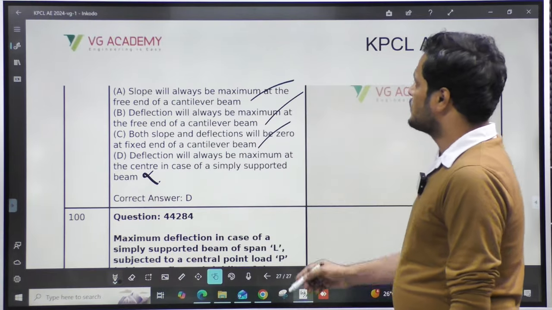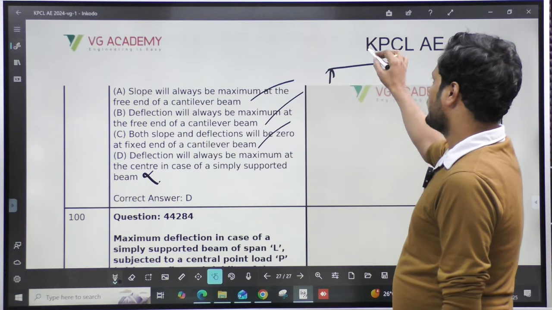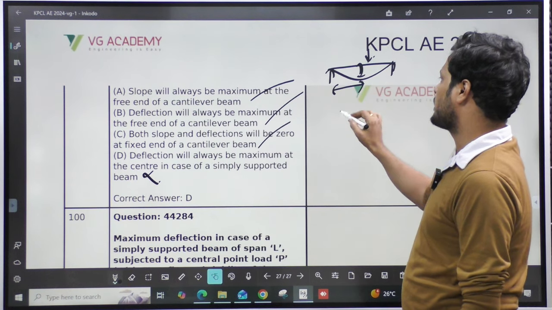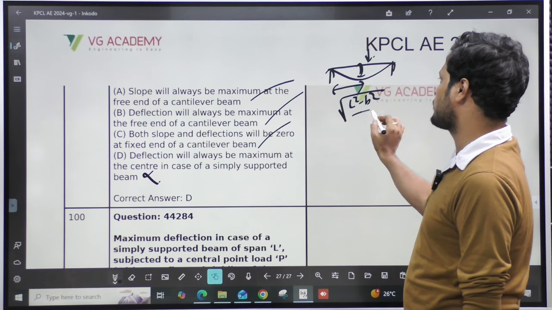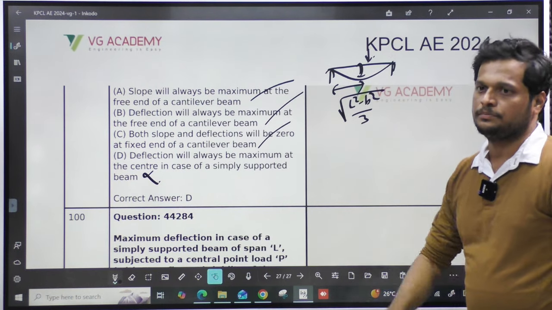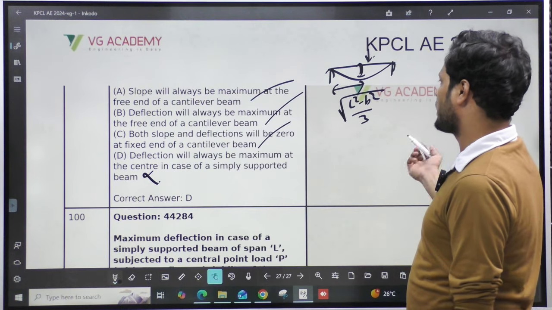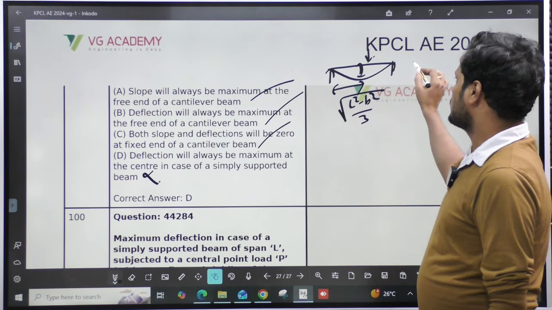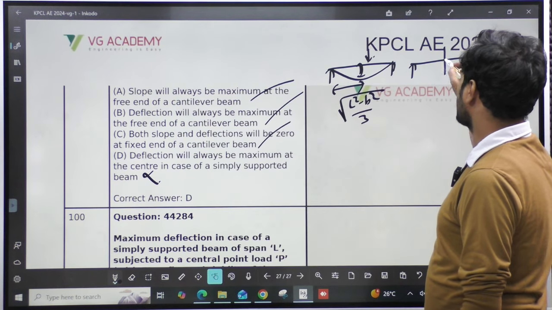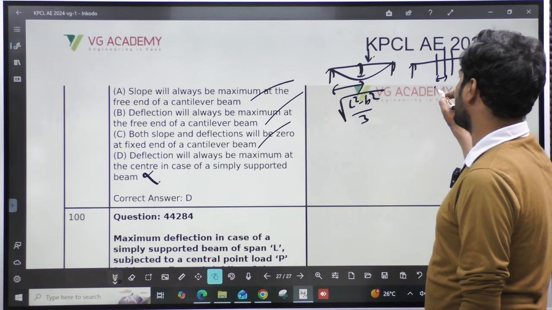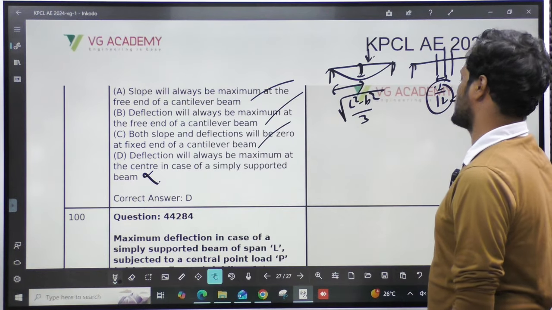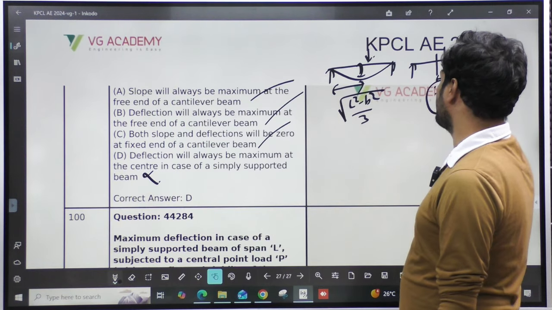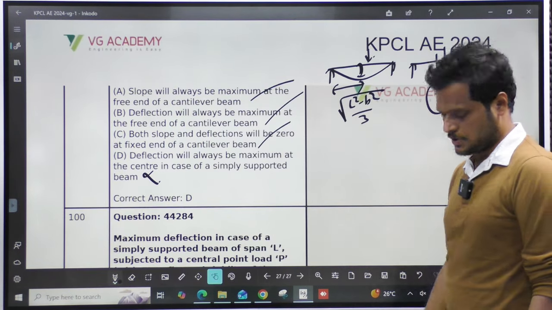Only for the center load it is maximum, but if it is an eccentric load, the maximum deflection will be at a distance of square root of (L square minus B square) by 3 from the left support, and from the right support, square root of (L square minus A square) by 3. And also one more thing we have in our syllabus: from the center, the maximum deflection for eccentric load will be within a distance of L by 12. This is also an important thing. So it will not be at the center, only if it is a center load it will be at the center. So option D.